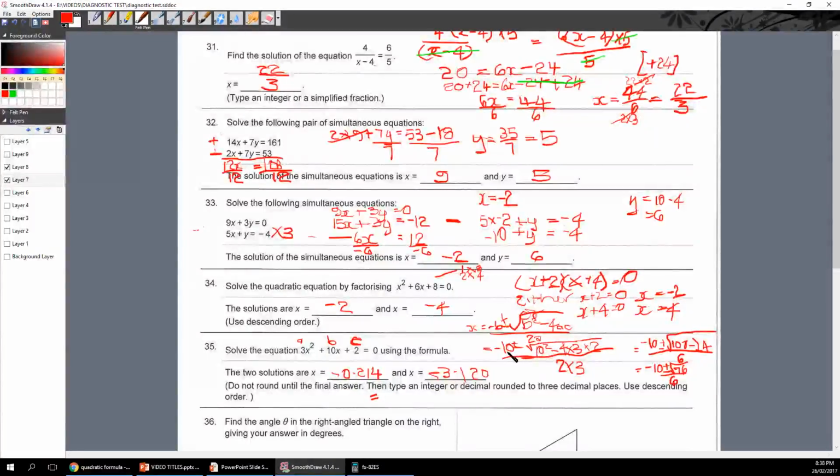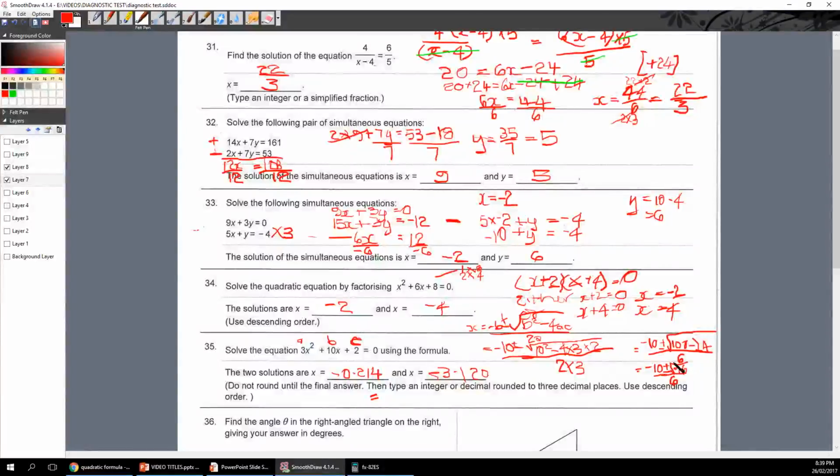So substituting in there, b is 10, so we get negative 10 plus or minus the square root of 10 squared, minus 4a, which is 3, and c is 2, all over 2a, which is 2 times 3, which is 6. We work that out: negative 10 plus or minus the square root of 100 minus 24, which is 76, all over 6. That's everything over 6, okay?